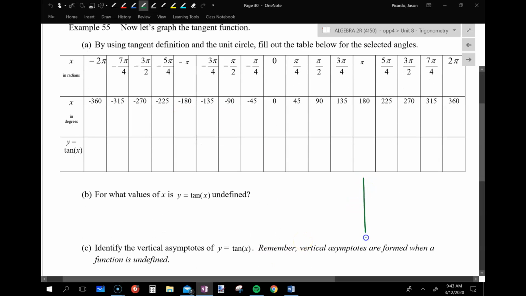Last class, what we did is we defined tangent. And we defined tangent as sine over cosine. And you guys said that's the same as y over x. Do we agree with that?